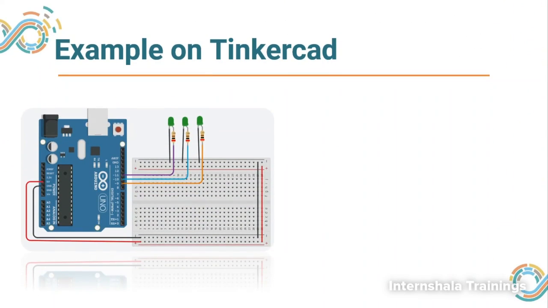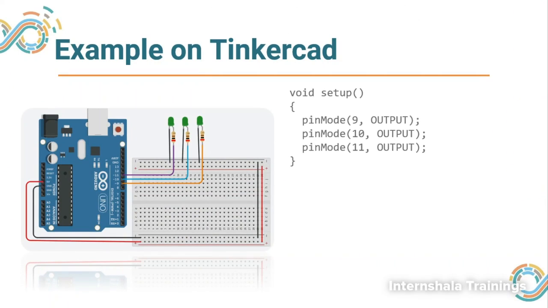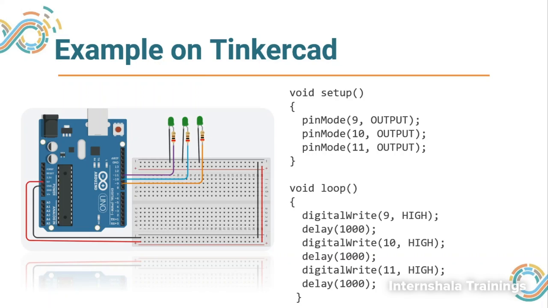Let us now explore a simple circuit using Tinkercad which will explore these two functions. So I am setting up my circuit with the setup function. So I say pinMode for pin numbers 9, 10, 11 as OUTPUT. That means these three pins will be my output pins. They will not be used as input now. And then I say in the loop digitalWrite 9 as HIGH, wait for 1 second, 10 as HIGH, wait for 1 second, and 11 as HIGH and wait for 1 second.